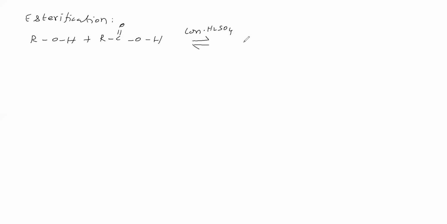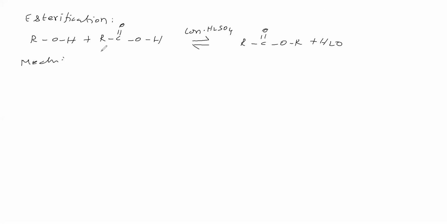Okay. Next, we will take esterification. Esterification means we have to take alcohol, then we have to take carboxylic acid in the presence of concentrated sulfuric acid, which gives ester. So we are getting ester and water. So what is the mechanism involved in this one?